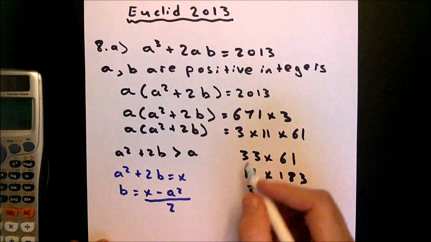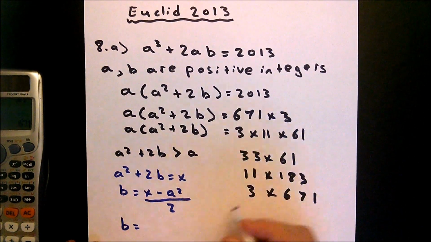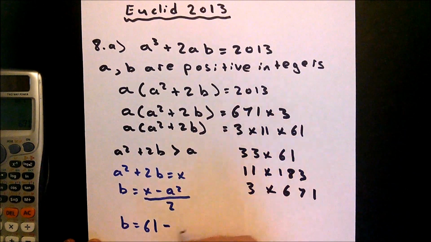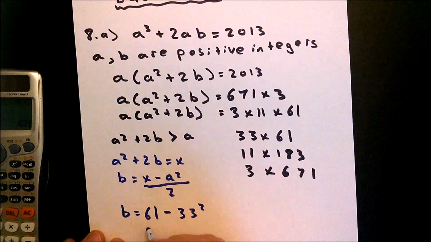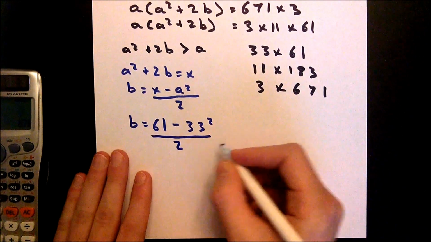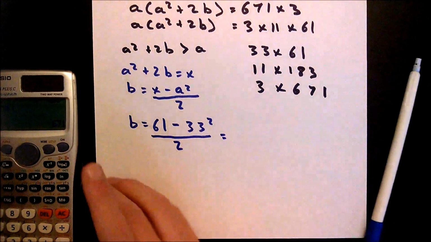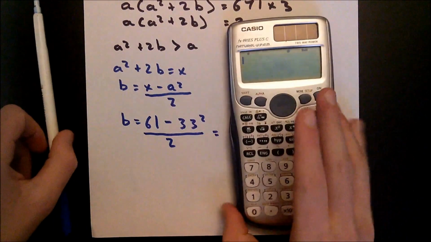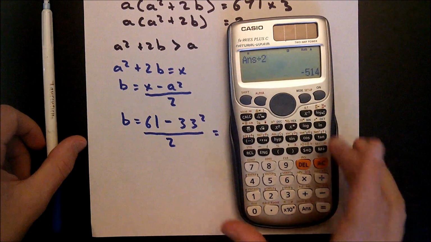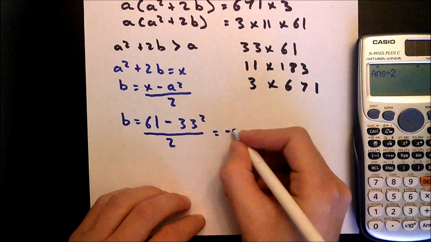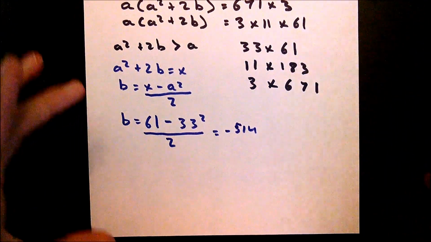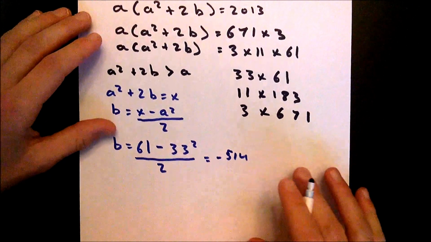So using our first pair, b equals (x, which is 61, minus a squared, which is 33 squared) over 2. 61 minus 33 squared, divided by 2. Okay, so we got a negative number there. We got negative 514. So this is not a possible solution to the equation because a and b must both be positive.